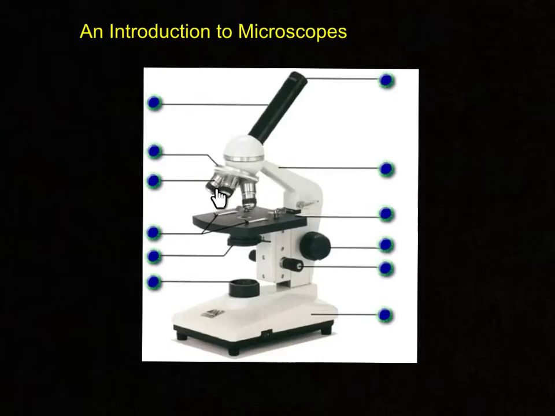These objective lenses, as you can see, come in many different sizes. That allows for different magnification. Above the objective lenses, we have a revolving piece that allows them to rotate from side to side, allowing us to change the magnification as we look at specific specimens on a slide.